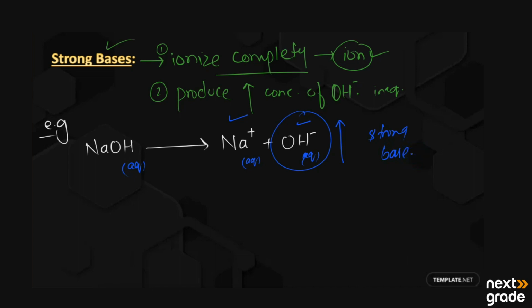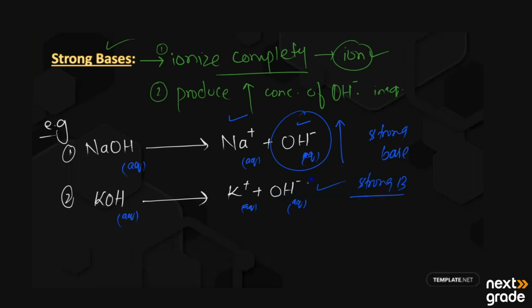The second example of a strong base is potassium hydroxide, KOH. It is a strong base because after dissociation it produces potassium ion and hydroxide ions in the aqueous solution. So we can say this is a strong base, as it produces a higher concentration of hydroxide ions.